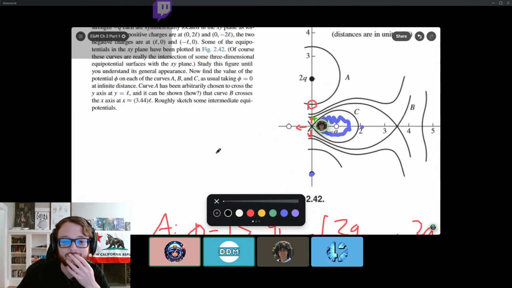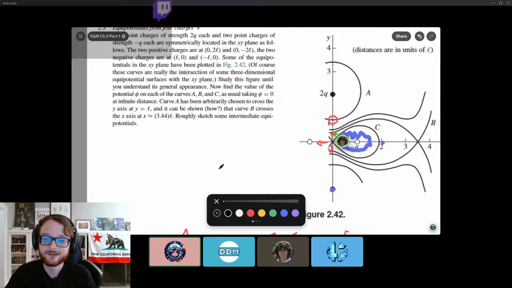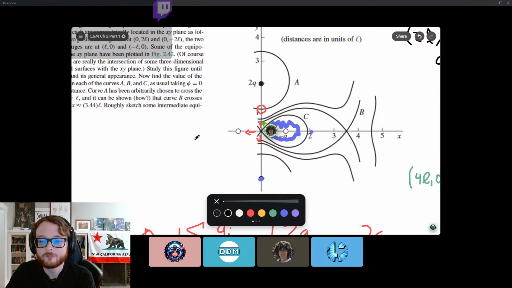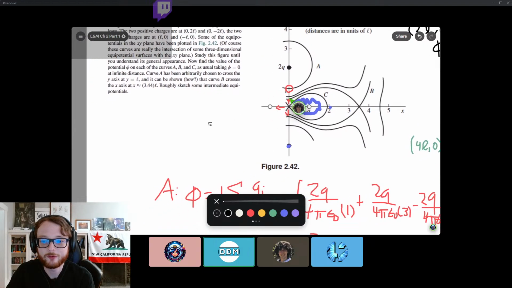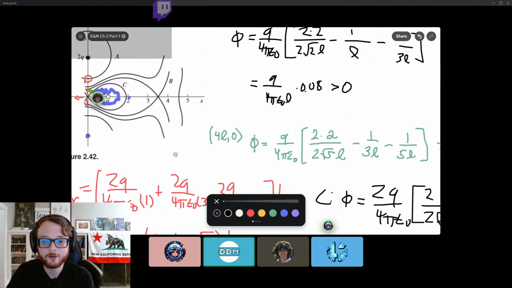Would that mean it's positive potential in that little area between the origin and the northernmost 2Q charge? Yeah, that makes sense. Because we are a little bit close to that positive 2Q charge, so I think we would have a little bit of positive work to be done there.